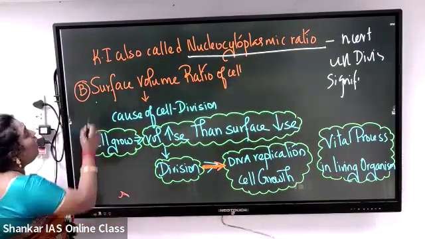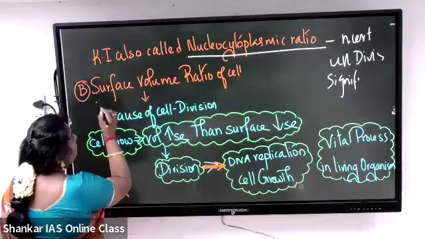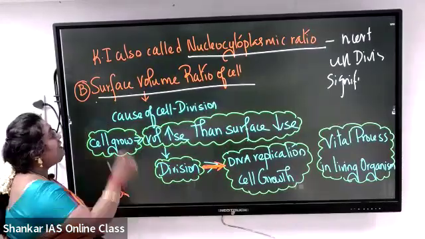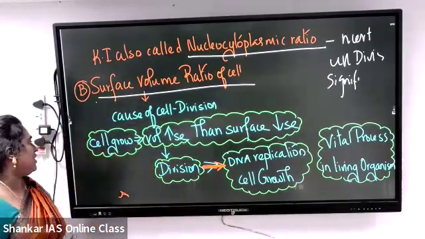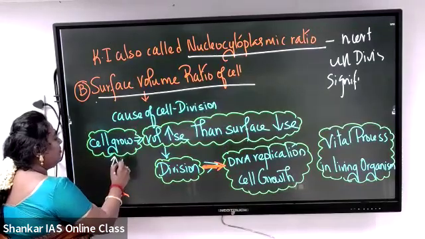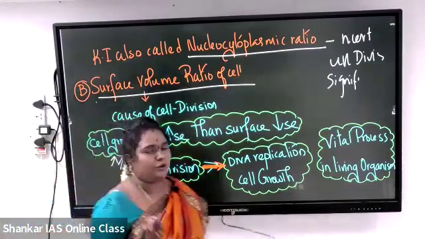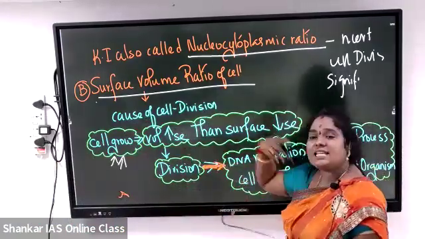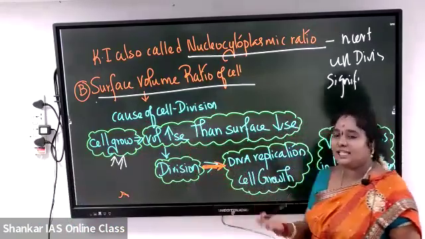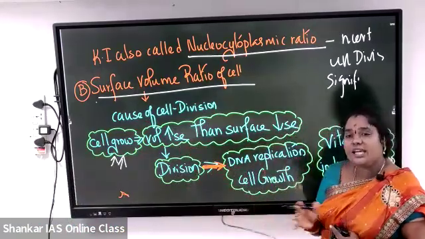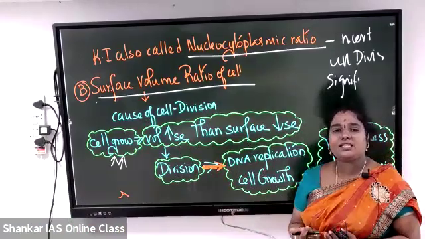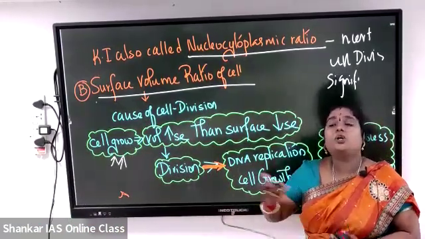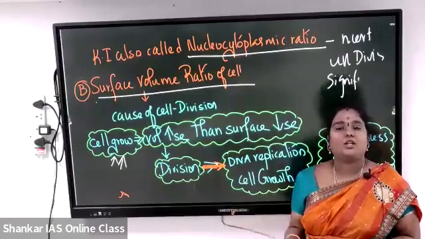Now we'll come to another point that is left: the surface volume ratio of the cell. What do you mean by the surface volume ratio of the cell? This also causes cell division. When a cell starts growing, it is going to increase in its size. When it increases in size, the volume also increases, but the surface starts decreasing. Once the surface starts decreasing, what happens? They don't have much energy or surroundings to still grow better, so automatically the cell will undergo division.